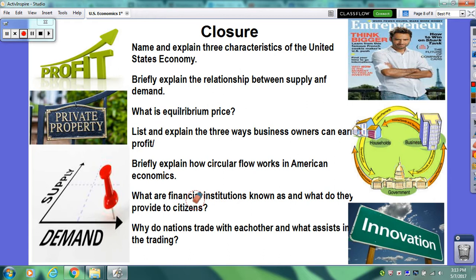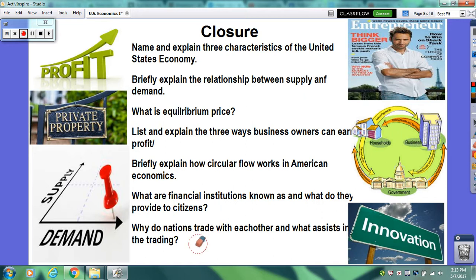So what are financial institutions known as, and what do they provide citizens? Financial institutions are banks, and they provide things like loans, credit cards, and banking services for people. A place to put their money, keep it safe, and to be able to pay their bills.